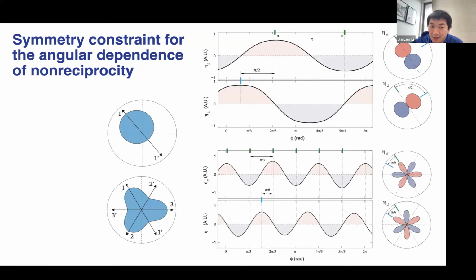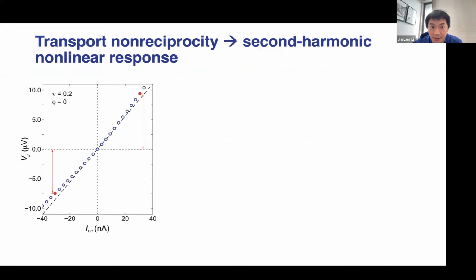And if the system has three mirror axes, right, then both longitudinal and transverse channels should have a period of 2 pi over 3 with a phase shift of pi over 6, right? That's just the symmetry constraint. And moreover, transport non-reciprocity can be measured more straightforwardly using second harmonic nonlinear response. To show why that's the case, here I'm plotting the IV curve from twisted trilayer graphene, although this is very universal, right? The dashed black line is the linear response. It's just a linear fit to the small current response.